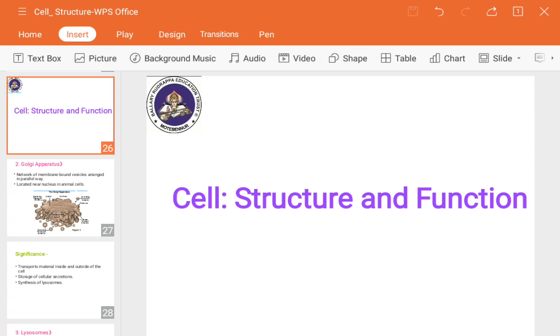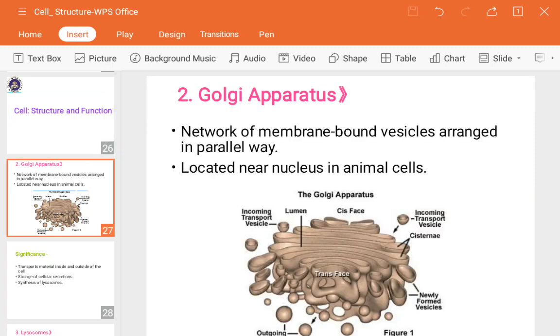Hello dear students. Today we are going to study the remaining cell organelles which are very essential cell components. In the previous session we studied the endoplasmic reticulum, its subtypes, its significance and its structure. In today's session we are going to study the next cell organelle, which is also as important as the endoplasmic reticulum.